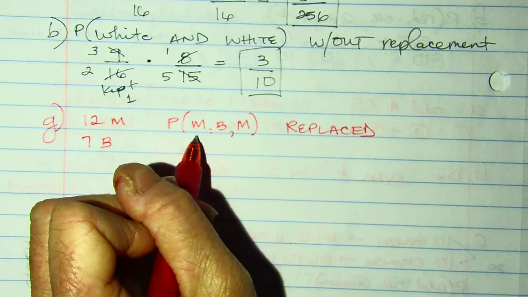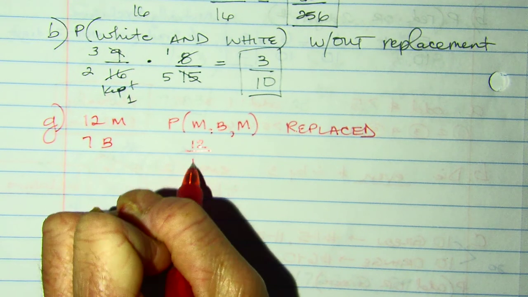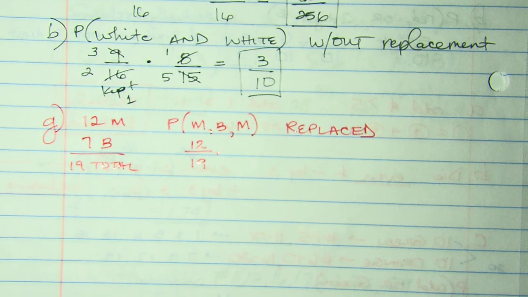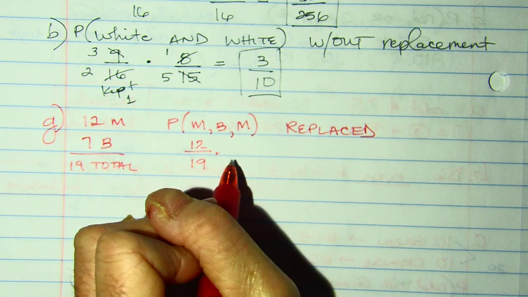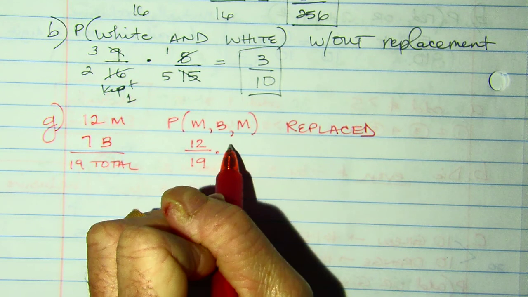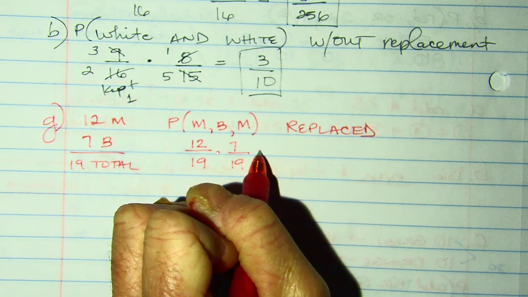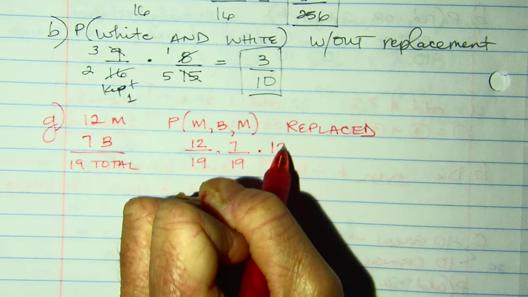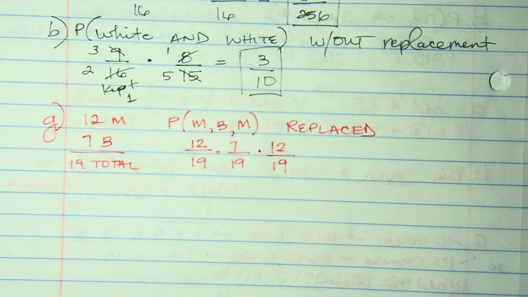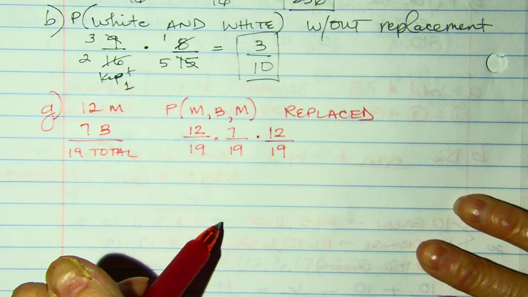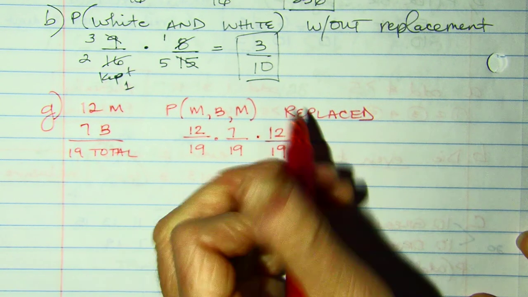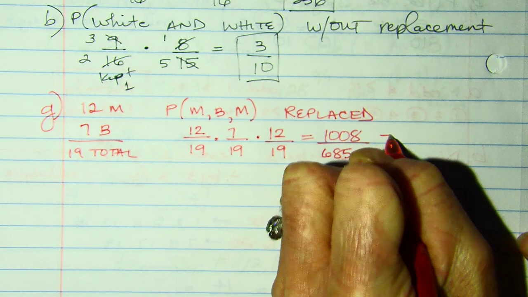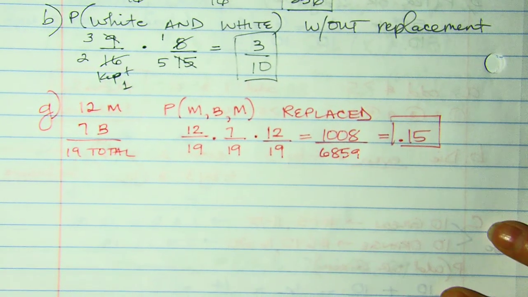Okay, so the probability of the first one being a marble would be 12 out of 19, because if you add these together, you have 19 total. Times, because I'm drawing 3, then I'm going to draw the block. Now, they will have to say the word or, so if you don't see the word or anywhere, you're multiplying. And then the probability that the last one is a marble. Notice my numbers don't change because each time whatever you draw, you're putting back. So I got 1,008 over 6,859, and then I made that into a decimal.